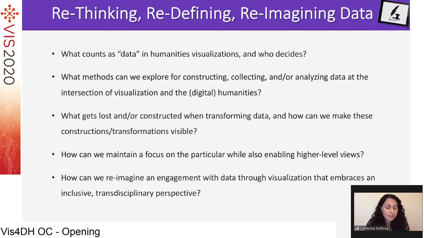On the call for papers, these are some of the questions that we asked presenters to engage. What counts as data in humanities visualizations, and who decides? What methods can we explore for constructing, collecting, and/or analyzing data at the intersection of visualization and the digital humanities? What gets lost and/or constructed when transforming data, and how can we make these constructions or transformations visible? How can we maintain a focus on the particular while also enabling higher level views? How can we reimagine an engagement with data through visualization that embraces an inclusive transdisciplinary perspective?